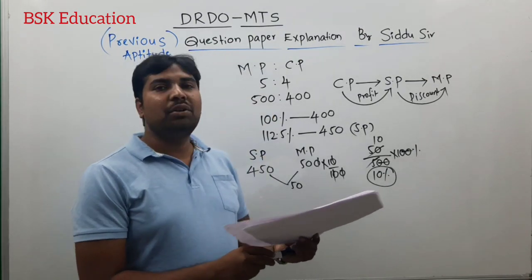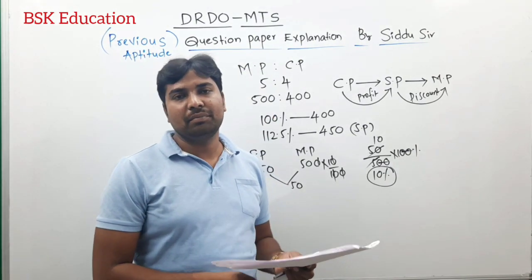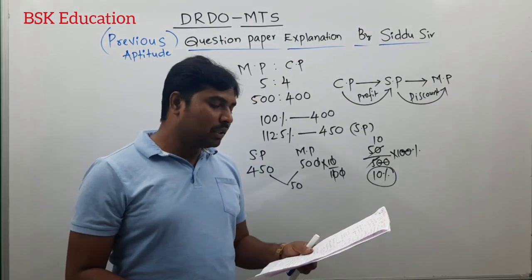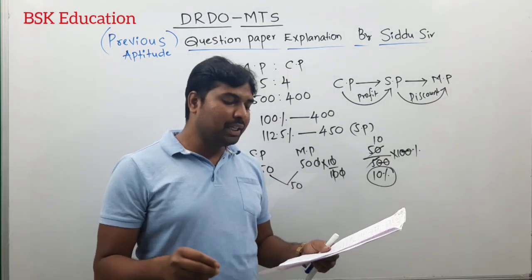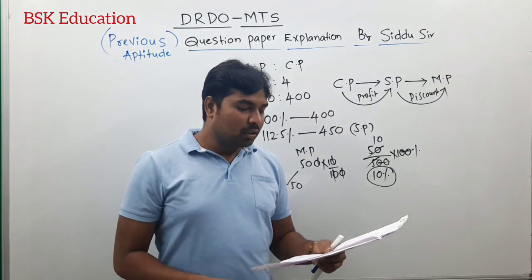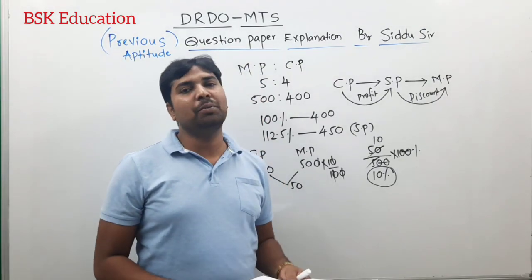So guys, the sixth question will be based on pure maths. I will read the sixth question first. The length, breadth and height of a cuboid are 5 centimeters, 2 centimeters and 4 centimeters respectively. What is the total surface area of the cuboid?